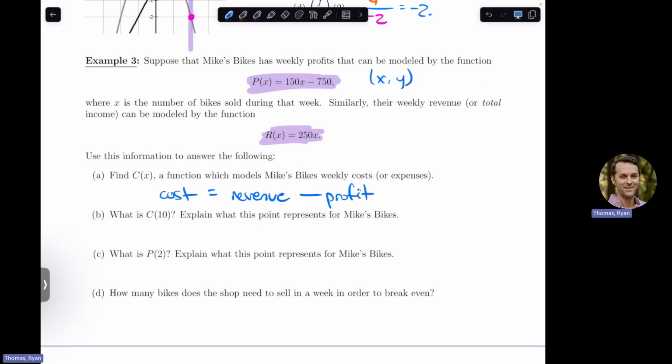Okay. Tonight then, do that. Revenue minus profit, you have a revenue function, you have a profit function, find a cost function. Find C of 10 and explain what that represents. Find P of 2, explain what that represents. And then think about how many bikes they need to sell in order to break even. And we'll start there tomorrow.